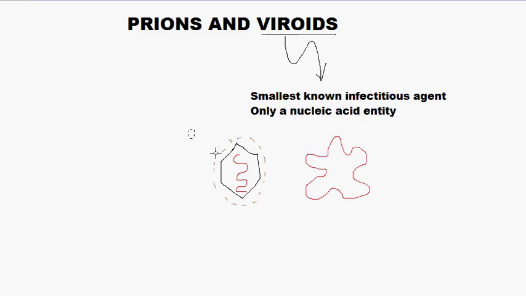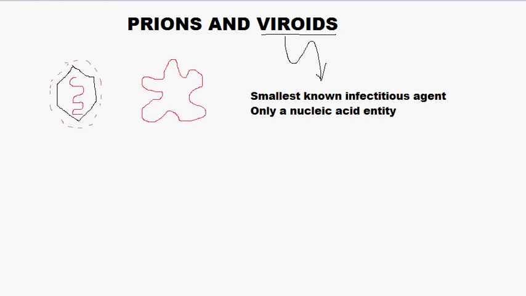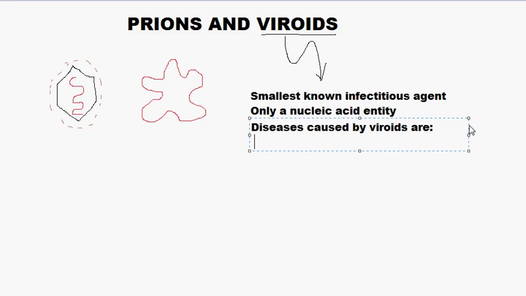Let me give you some more information about the viroids and the diseases that they cause. So let me put it aside and let me continue in my text box. So diseases caused by viroids are: first of all, the potato spindle tuber disease. As the name suggests, it is caused in the potato plant.